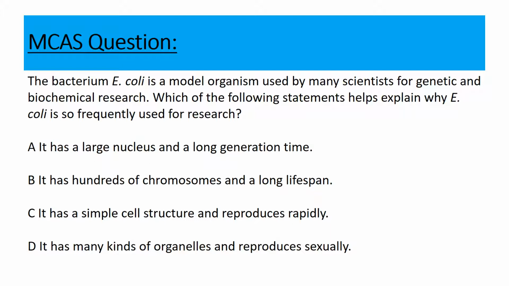C, it has a simple cell structure and reproduces rapidly. Well, C is our answer. Prokaryotes are the simplest living things. So E. coli is going to have a simple cell structure. And prokaryotes also have short lifespans, and they're going to need to reproduce rapidly. In fact, their lifespan ends with their reproduction because they reproduce through binary fission, which is one of the reasons D is incorrect.